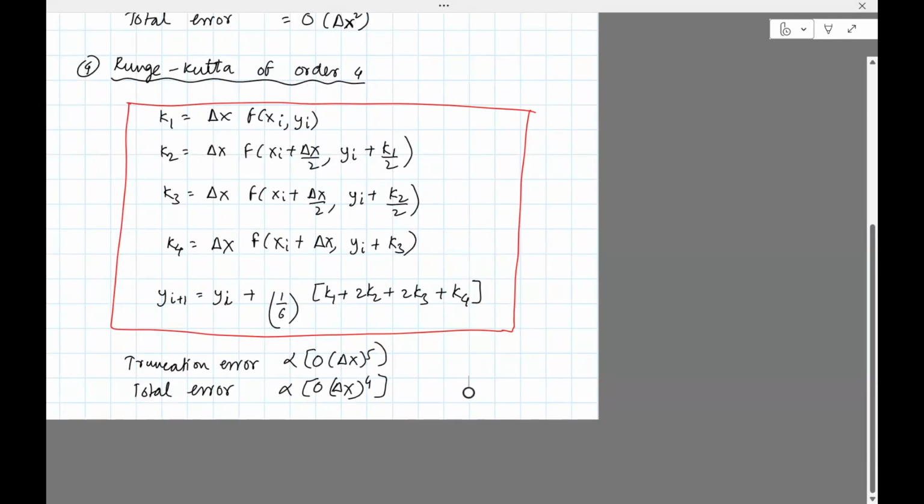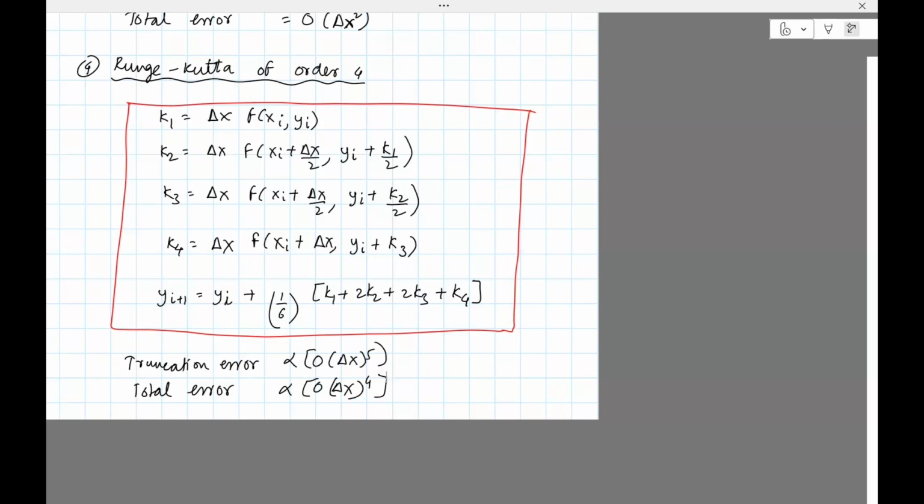Why is it k3 here and not k3 divided by 2? It's not divided by 2. It comes from the derivation, where you put this in a Taylor series expansion, and having it the way it is gives you delta x raised to 5. If you had it divided by 2, it would not be 5. That derivation is kind of lengthy.